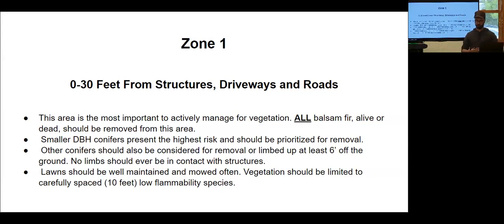If you have a nice big spruce tree, perhaps instead of removing it, you could limb it up so the branches are hanging at least 6 feet off the ground. And again, that's going to keep something like a lightning strike from vectoring fire up, as long as it's about 6 feet or more up off the ground. And again, that's where the limbs hang, not where the whorl starts. So think about that. In addition to that, you should be mowing your lawns periodically, keeping brush and other things at a nice low level as well within this 30-foot zone.